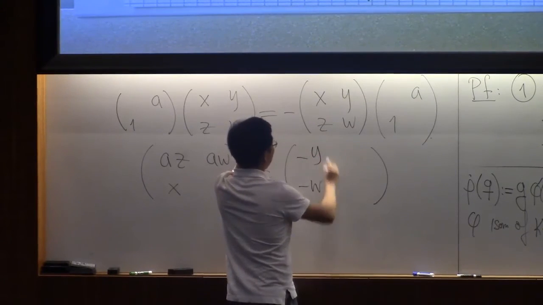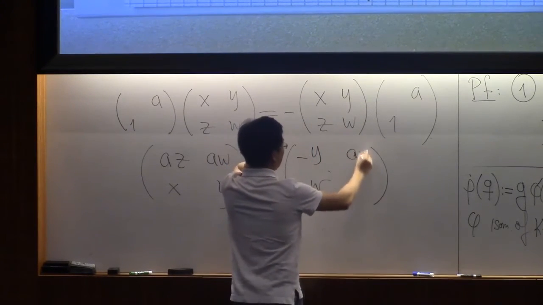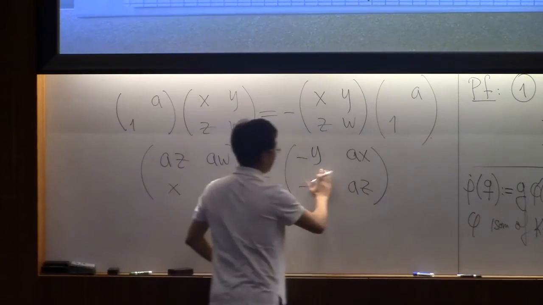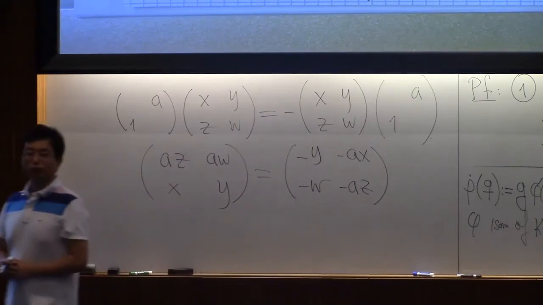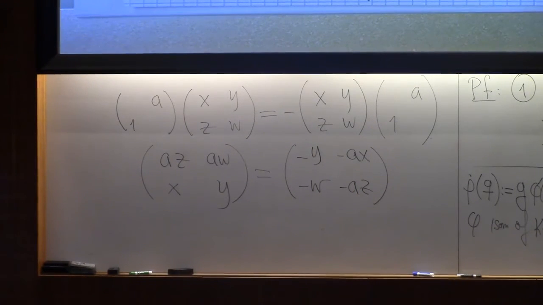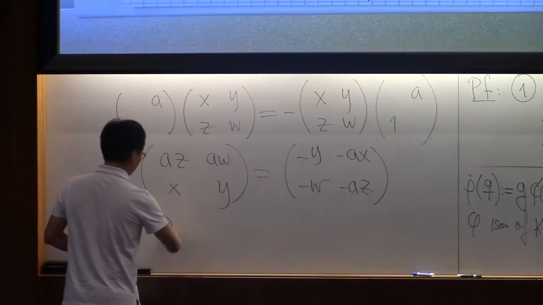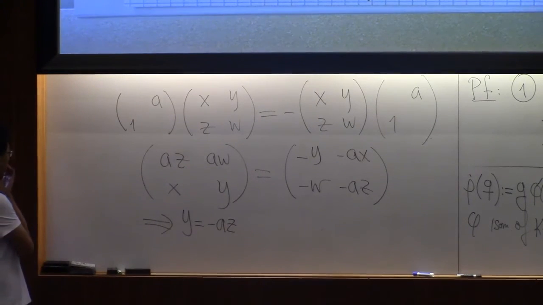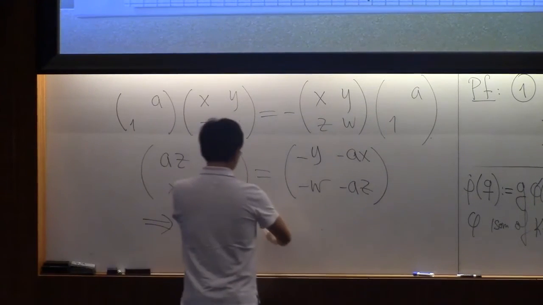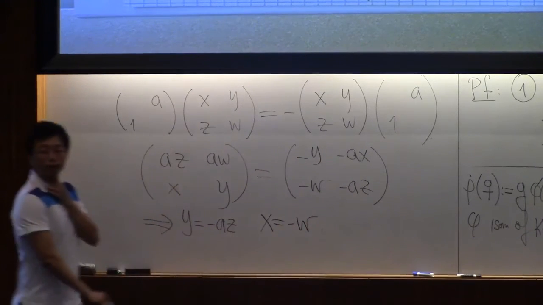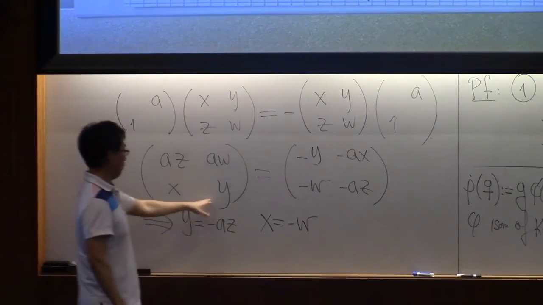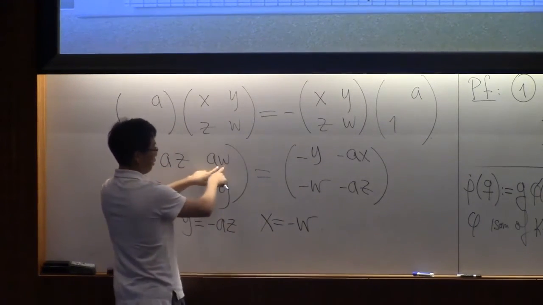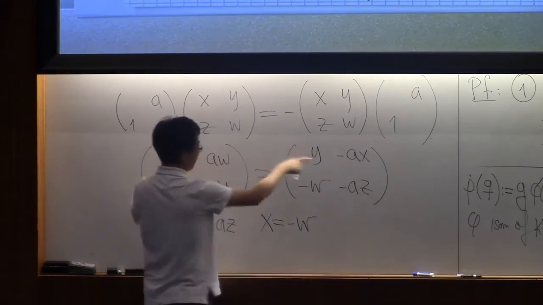Minus y minus w. X is negative. So you want the corresponding entries to be the same. So what do I get? I get that y equals minus ac, and x equals minus w. Right? And y equals ac and x equals w, but then you see up here also y equals negative ac, and this is also x equals minus y.